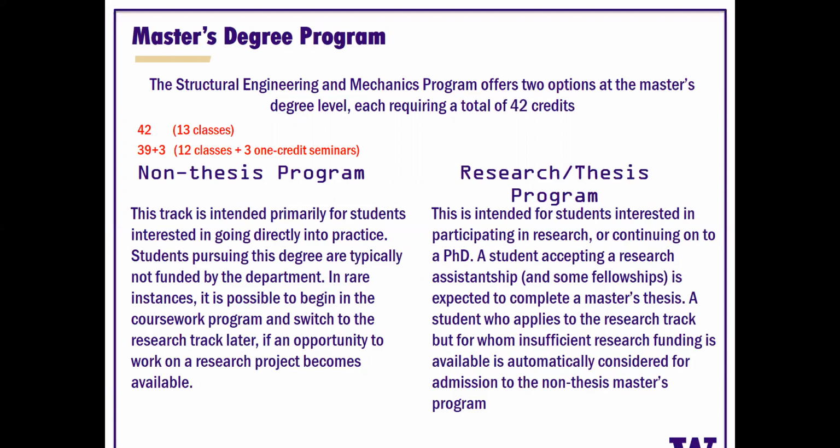So for the Professional Master's Program, you have to get 42 credits, and actually that's common to both. So the non-thesis or the Professional Master's Program, you need 42 credits, and that turns out to be 13 classes. That's because some of our classes are 4 credits, some are 3, but 42 ends up being 13 classes. Most of our students, however, take 39 credits plus 3 one-credit seminars. So that ends up being 12 classes plus 3 one-credit seminars. If you want to do a research thesis, you still need to do the 42 credits, but 9 of those credits come from a thesis rather than coursework.